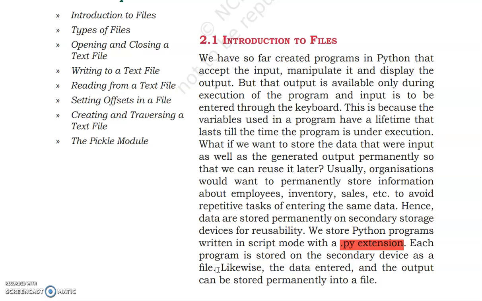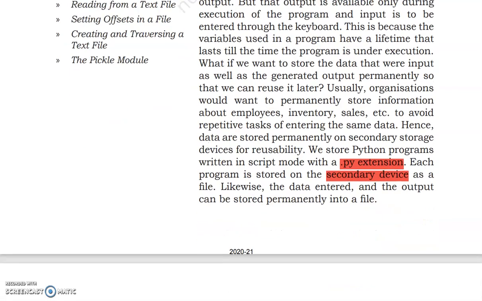So the simple logic behind this, when we want to make use of our data later on again, when we want to make use of our Python program later on, what we do is we save it with a py extension and we save it, okay, on the secondary device. That is where we store this file, and in this way it is permanently stored in a file.